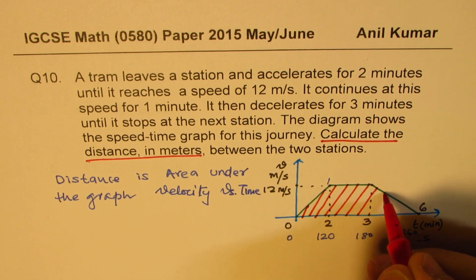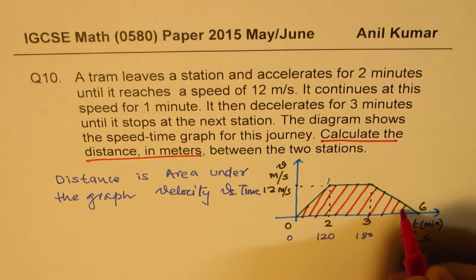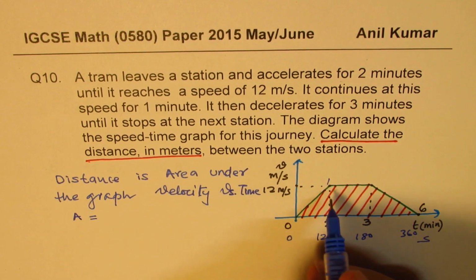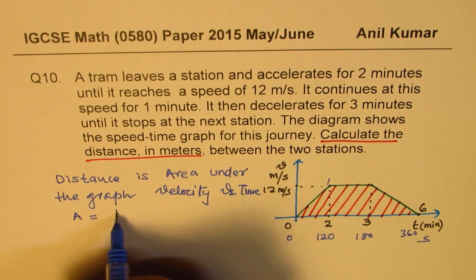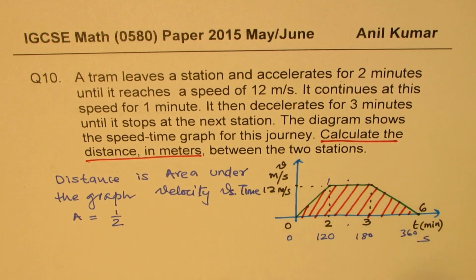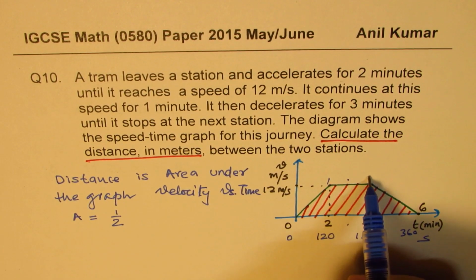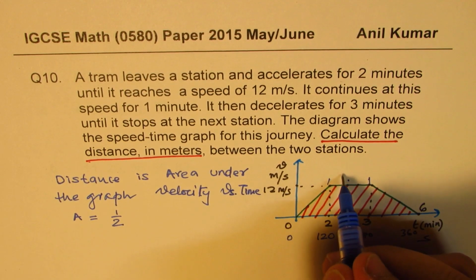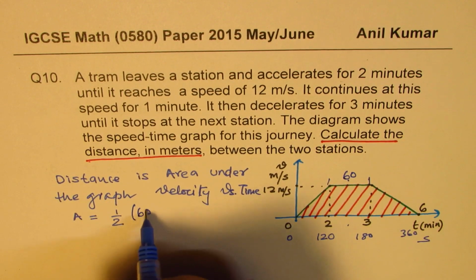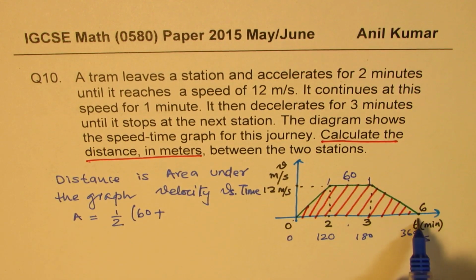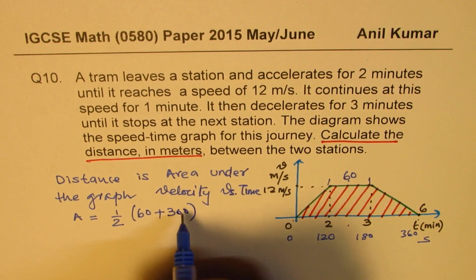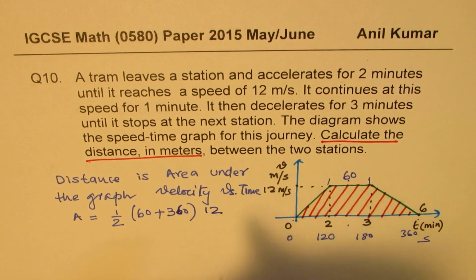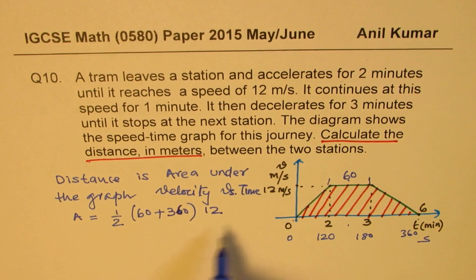So it's a trapezoid. We have 2 parallel sides. So we could use the formula for area as half of, it is a trapezoid, right? So half of sum of these 2 sides. Now, sum of these 2 sides in seconds, this will be 180 minus 120, which is 60, right? So it is 60 plus, this side is 360, times 12, correct? So that is how you could use the formula.